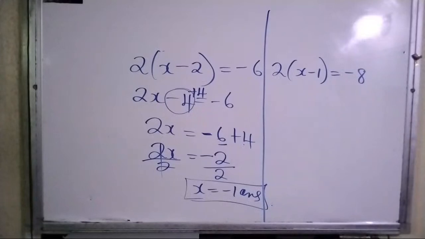2 times x minus 1 equal negative 8. Guys, just keep calm in the exam, alright? Do your thing. Just do the thing. X equal negative 3.